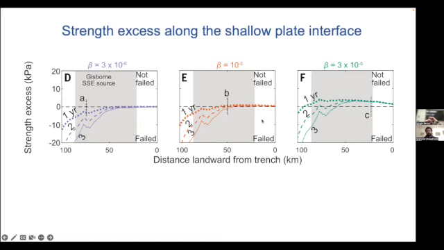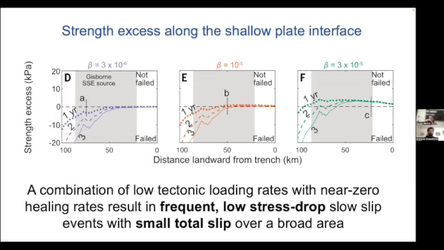And because the slip and strain deficit that you can accumulate over 1 or 2 years is quite small for this type of a scenario, we'll naturally end up with slow slip events that have tiny, tiny stress drops and small amounts of total slip, but those that rupture a broad area. And so just restating what I've said so far is basically that a combination of the low tectonic loading rates coupled with nearly 0 healing rates is resulting in very frequent low stress drop SSEs, which have small total slip and rupture a broad area.